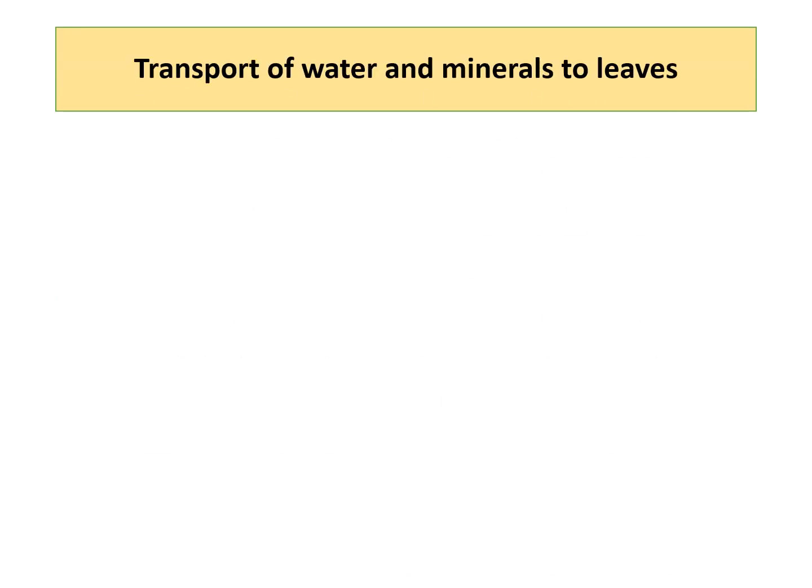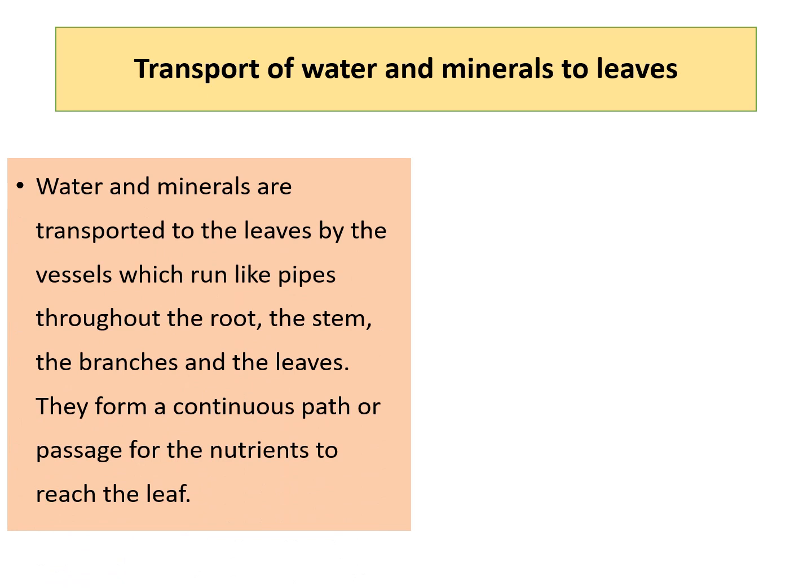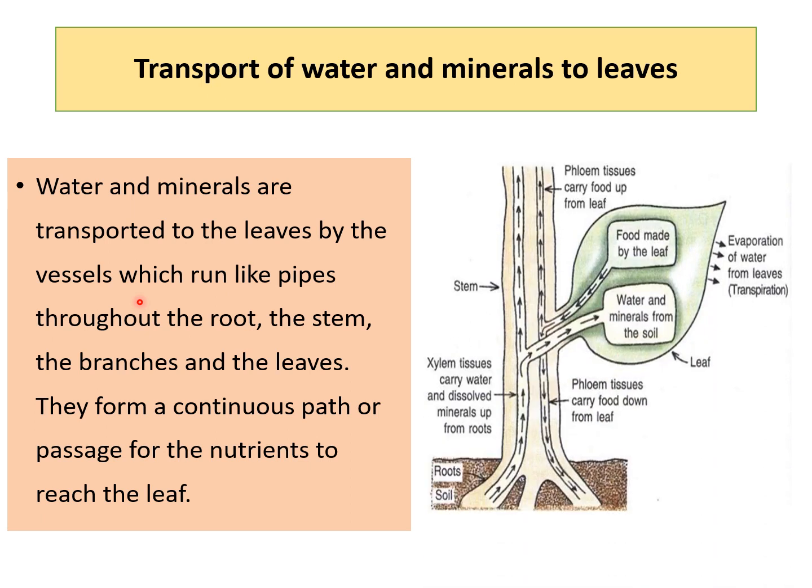So next is how water and minerals are transported to the leaves. The transport of water and minerals to the leaves occurs through vessels known as xylem tissues. These run through the root, stem, branches and the leaves. They basically form a continuous passage for the nutrients to reach the leaf. So from the soil, the roots absorb water and minerals, and with the help of these xylem tissues, both the water and minerals are transported to the leaf, and the food is made inside the leaf.